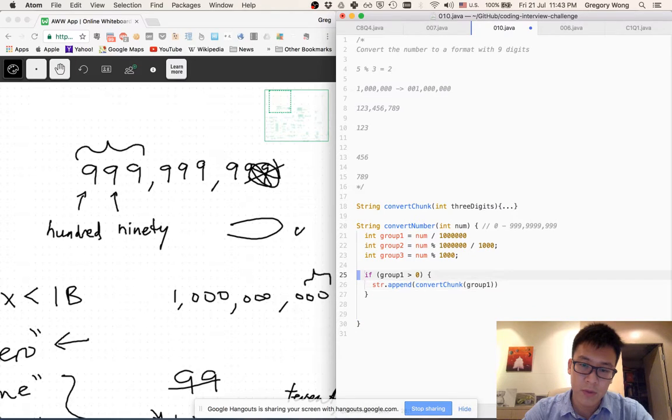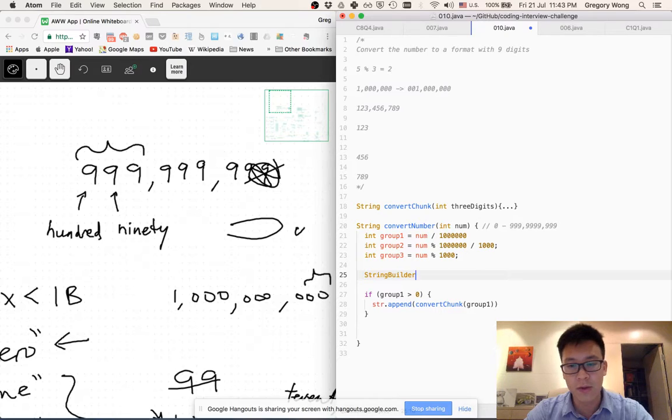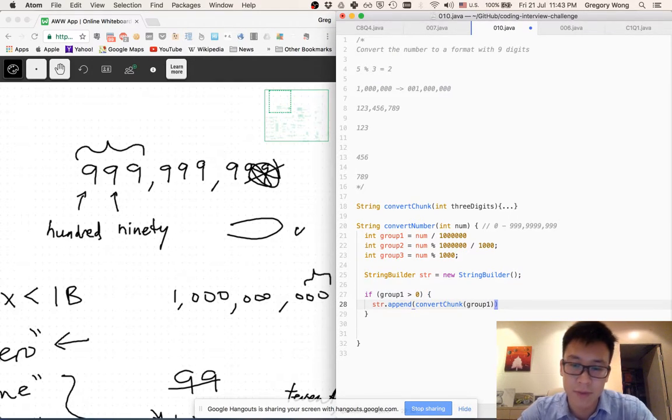Okay. So I'm gonna move the string builder here. Essentially, I'm creating a string builder. This will make sure I don't have to create a new string every time I concatenate something. So that should reduce the runtime a bit.